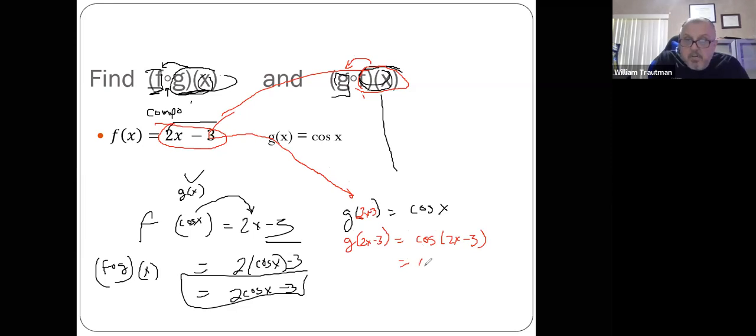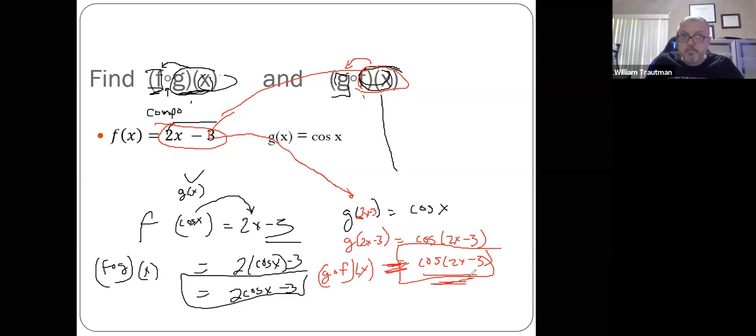And there's no math involved. The answer is just 2x minus 3. And that's my answer. The composite of g of f equals this. You take the right function and you put it into the x value of the left function, composites.